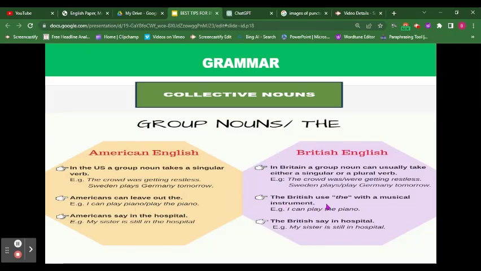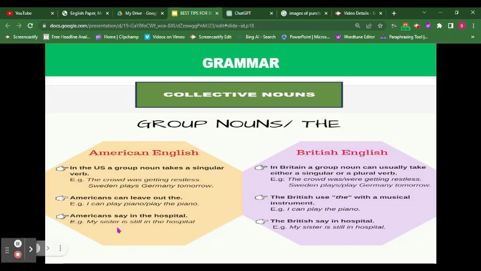Now, the British use the definite article with a musical instrument. It has to be included. So you have, I can play the piano. I can play the piano. So the is mandatory when talking about a musical instrument.